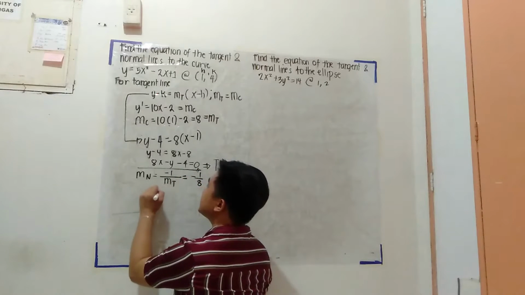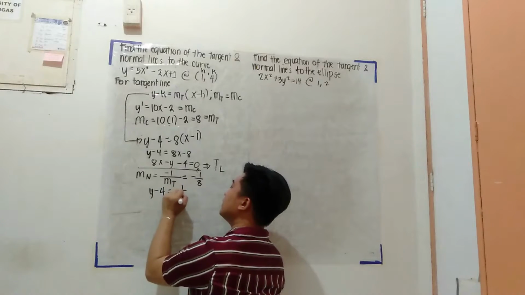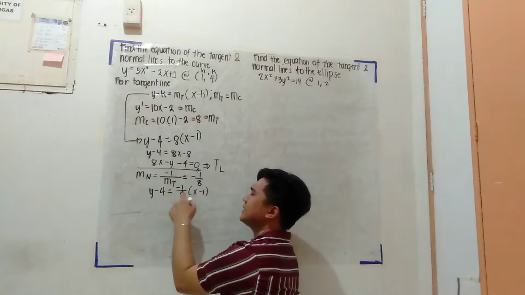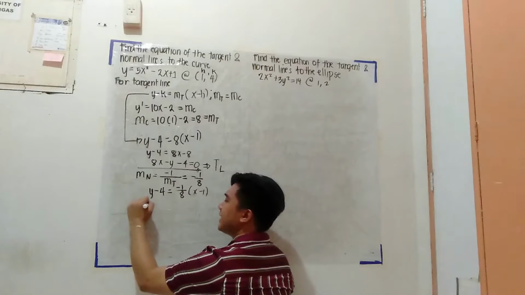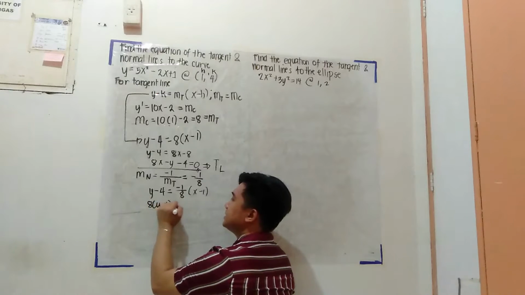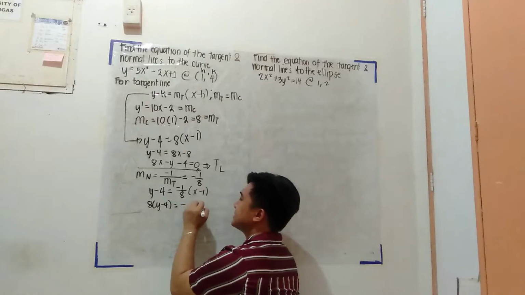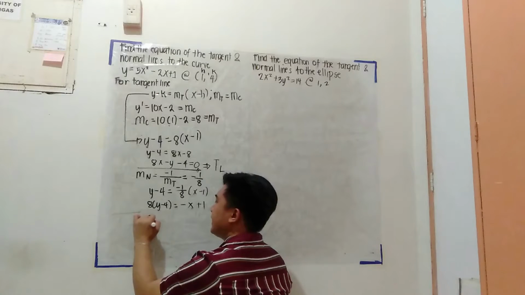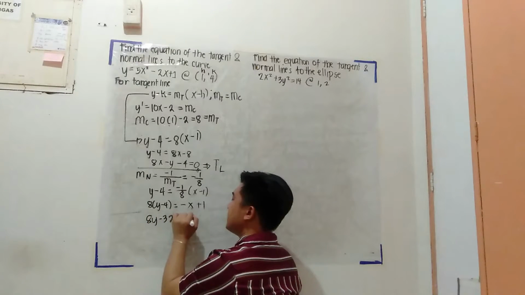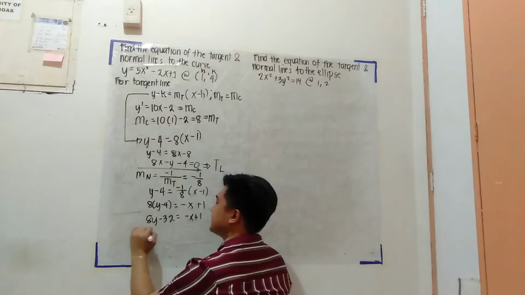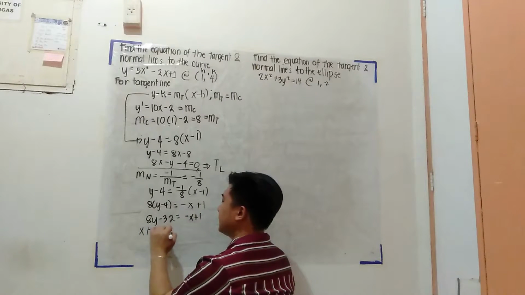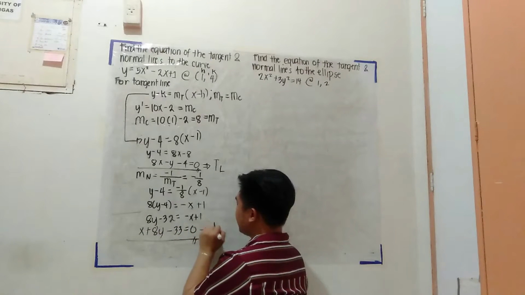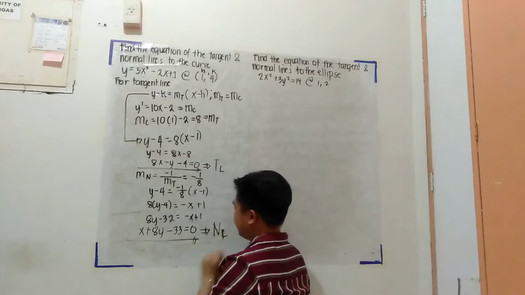So, y minus 4 is equal to 1 over 8 x minus 1. Naiba lang naman po yung slope natin. Actually, negative 1, sorry. So, multiply ko lang dito si 8. Y minus 4 is equal to negative 1 plus negative x plus 1. So, this is 8y minus 32 is equal to negative x plus 1. So, x plus 8y minus 33 is equal to 0. So, this is the equation of the normal line.